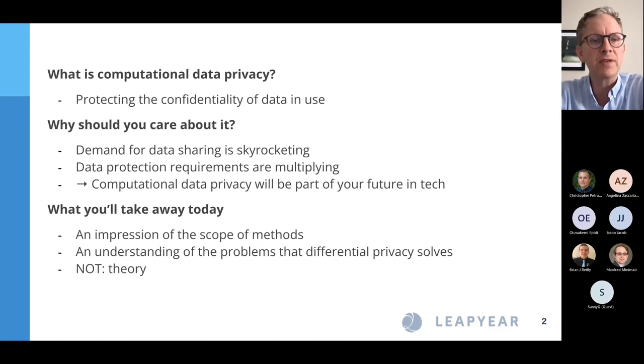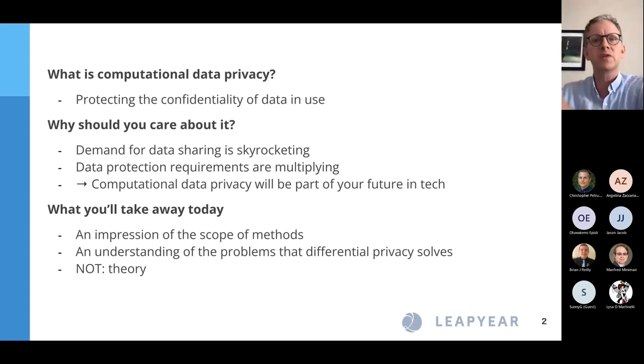Among the reasons you should care about this topic is that, if we step back and think about the macro trends, no one needs to remind you how important data is for our economy and the knowledge economy. The demand for data sharing is simply skyrocketing. There's literally no data-driven organization that I'm aware of today that doesn't share data one way or the other, either using someone else's data to enhance their operations or allowing others to use their data for profit or to enhance relationships. Data sharing demand is skyrocketing at the same time that data protection requirements are only multiplying.